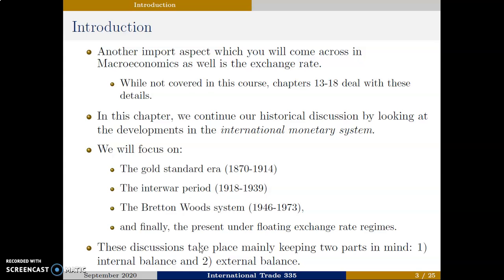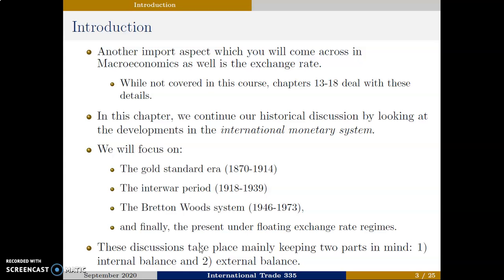One aspect that is crucial to world trade is the exchange rate. In both first and second year macroeconomics, you were introduced to how exchange rates are determined and how this impacts trade. If you need to, remind yourself of these. While we will not cover all the technical details of the theory in this course, you are welcome to read through chapters 13 to 18 of the textbook for more detail. You will also be covering more of this in third year macroeconomics. In this chapter, however, we will continue our historical discussion of last week by looking at the development of international monetary systems.